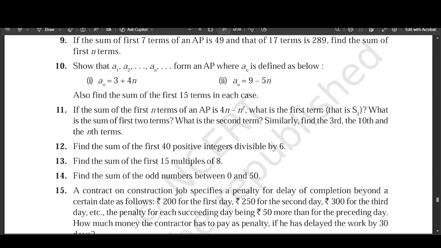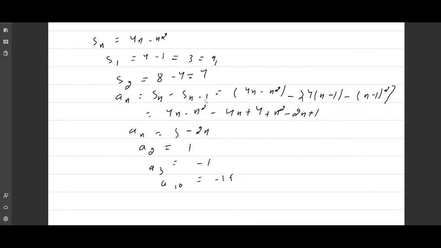So what we get, A2 is equal to 1. Similarly, when we put n is equal to 3, we get minus 1, and A10 is equal to minus 15. So this is question number 11. Sorry.